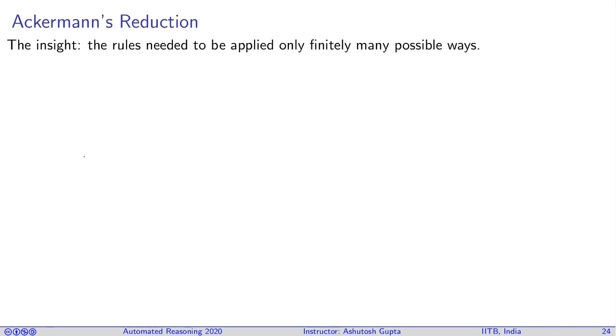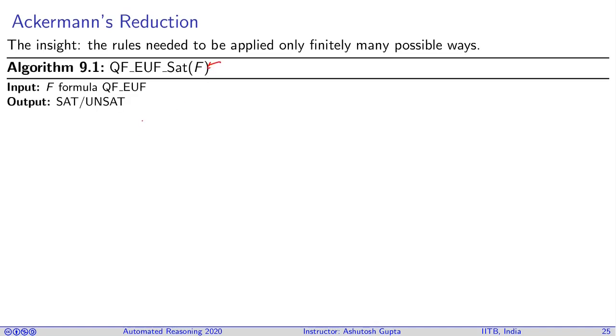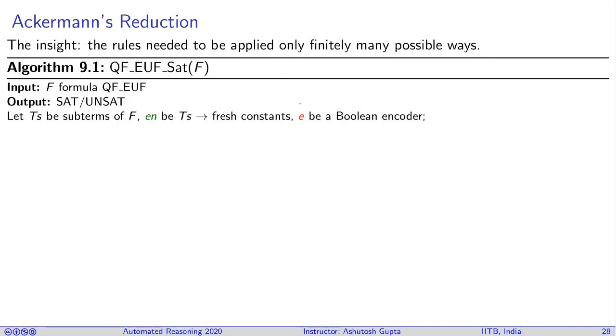Now let's write down the algorithm for Ackermann's reduction. The insight is that for every possible way you can apply the axioms, you just apply them and turn them into a propositional formula. Let's suppose your formula F is given to you and you want to check whether it is satisfiable or unsatisfiable. First you collect all the subterms that appear in F. You create the encoder which maps these terms to fresh constants, and also all possible equalities among these terms, you define the Boolean encoder which assigns the equalities to Boolean propositional variables.